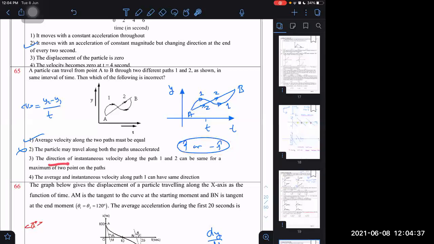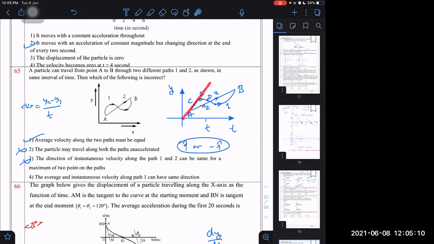They are saying here that the direction of instantaneous velocity along paths 1 and 2 can be the same for a maximum of two points. Completely wrong. It is the same at an infinite number of points. If I give you more points here, let us say one point is C and one point is D. Tell me what is the direction of velocity at point C and what is the direction of velocity at point D. At C, is dy by dt positive or not?